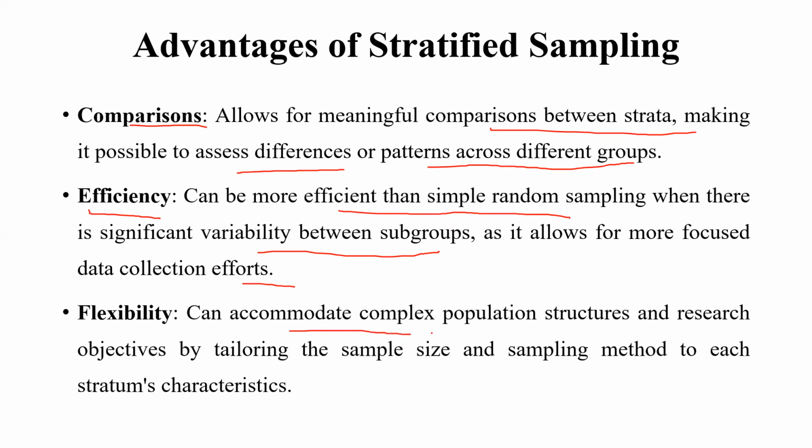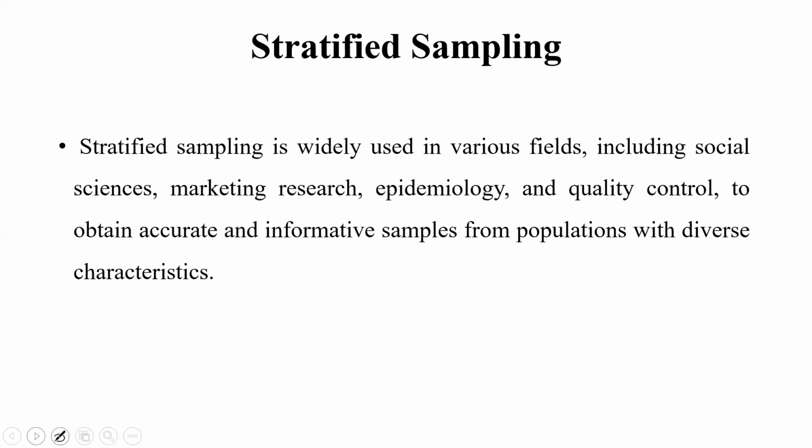Flexibility: it can accommodate complex population structures and research objectives by tailoring the sample size and sampling methods to each stratum's characteristics. So we can say stratified sampling is widely used in various fields including social science, marketing research, epidemiology, public health, and quality control to obtain accurate and informative samples from populations with diverse characteristics.